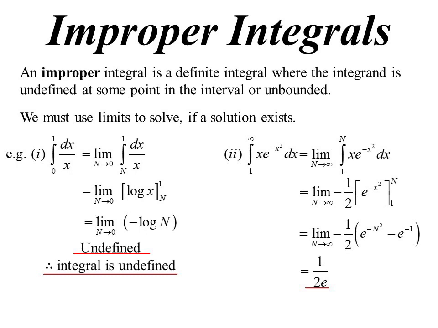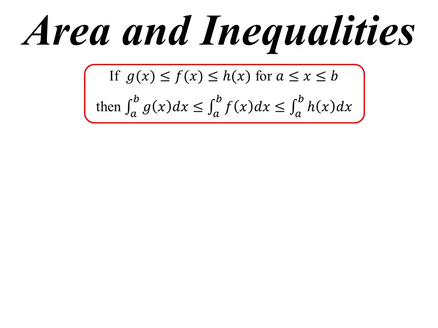Because that part will go to 0, so I'll just be left with minus a half times e to the minus 1, or 1 over e. We get 1 over 2e. So we use our limits to investigate these sorts of things. And then the final idea, which we have talked about before, is using area and inequalities to try and trap solutions and things like that.